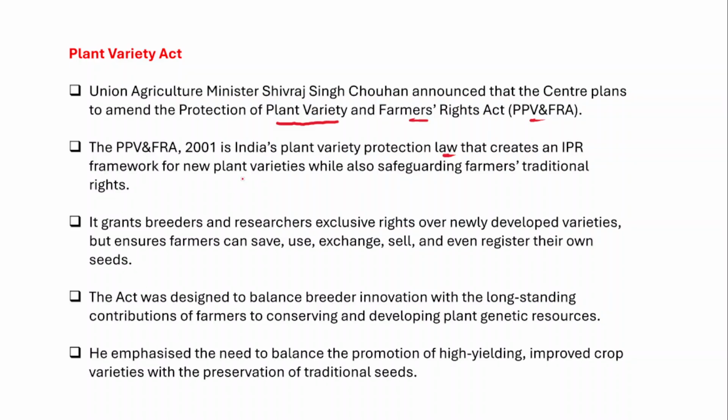and that creates an IPR framework for new plant varieties, right? So IPR framework involves intellectual property rights. Therefore, it deals with the intellectual property rights framework for new plant varieties while also safeguarding farmers' traditional rights as well. In fact, this Protection of Plant Varieties and Farmers' Rights Act grants breeders and researchers exclusive rights over newly developed varieties. For example, the BT cotton variety is a newly developed variety. So it talks about giving exclusive rights over these newly developed plant varieties and at the same time safeguarding farmers' traditional rights as well.